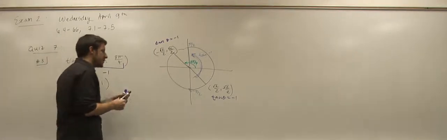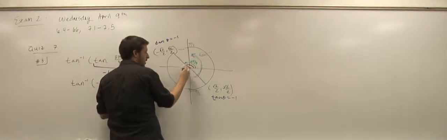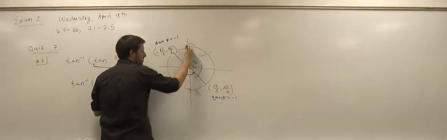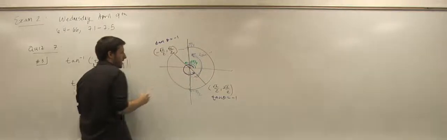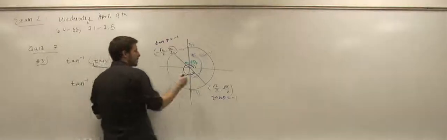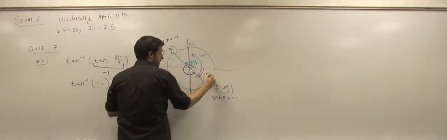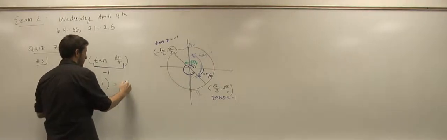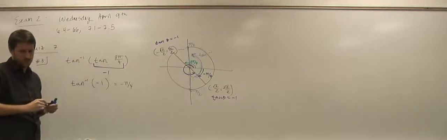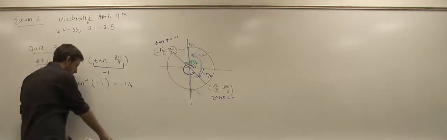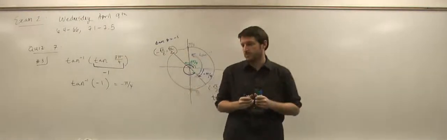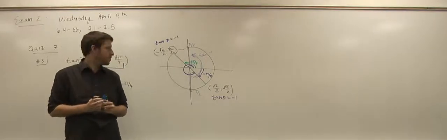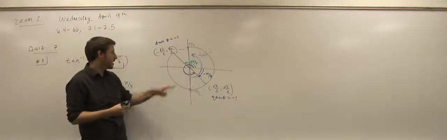Negative pi over 4, because if you try to go 7 pi over 4, you're going to pass these barriers here. Right, so 7 pi over 4 is outside of your tangent inverse range. It's too big. So instead you have to go backward like this. So this should be negative pi over 4. What about 2? Sine inverse of negative 1 is negative pi over 2. So it can't be 3 pi over 2? Because, well, again, it's going to pass the barrier.